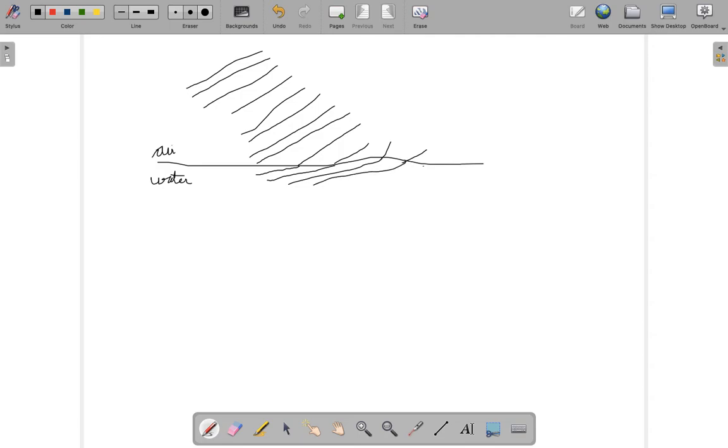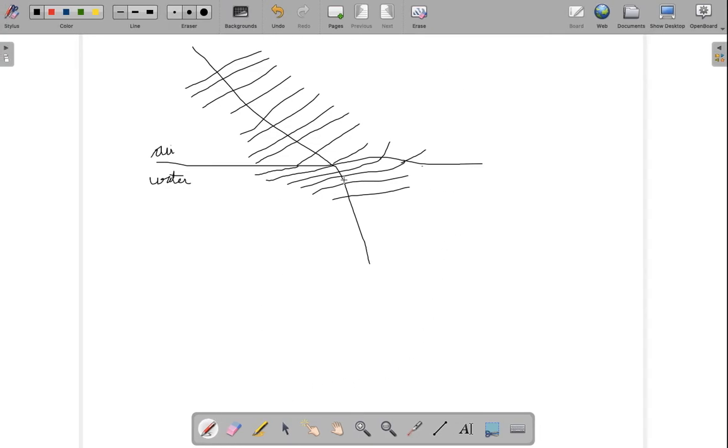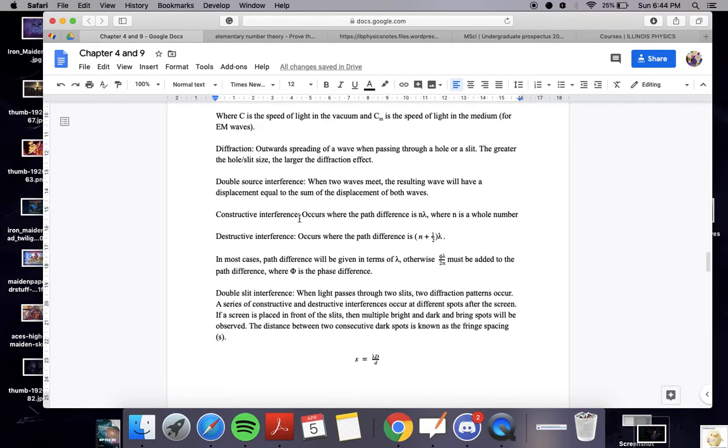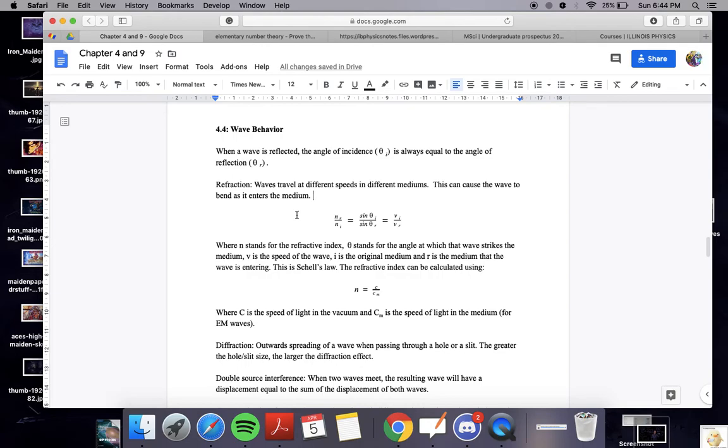Sort of like that. Yep. So it's coming in like that and it's going like that. So it bends inwards because it moves slower in water. That's what happens over here. And you can use Snell's law, which I've written out over here, in order to describe this bending.